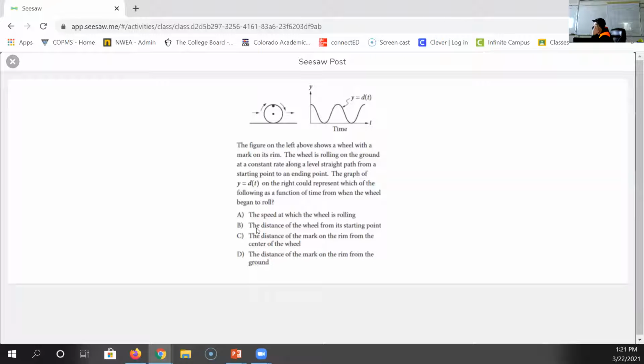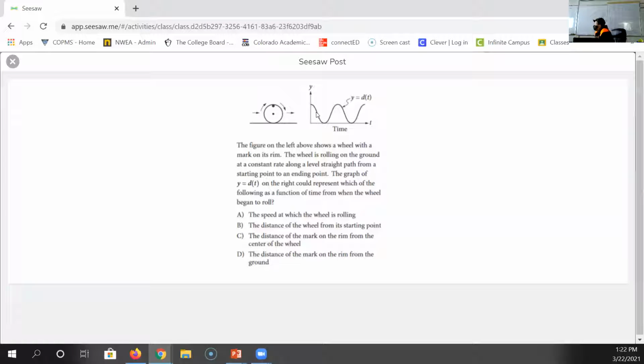B, the distance of the wheel from its starting point. So here, once again, if we're approaching this as distance, that means we're starting way far away, and then we're going back, and then we're back to the starting point. So you see how it kind of fluctuates. That would indicate the wheel's going this way, and then coming back this way, and then going back this way. Once again, it's contradictory to what the paragraph said, because it's at a constant rate along a level straight path. Okay, so it can't be answer B.